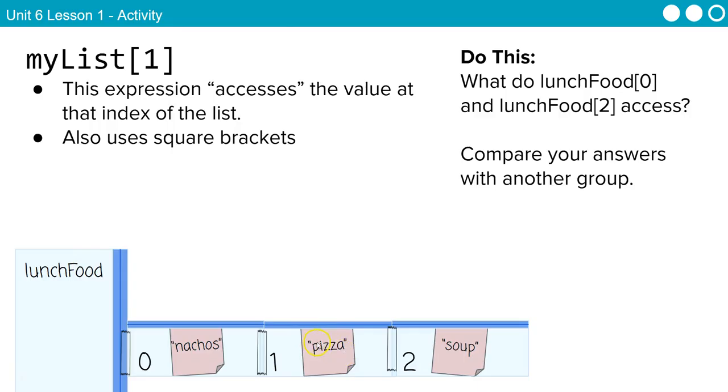When this code runs, it will go to this variable and find index 1 and then return that value to you. If I said lunch food 0, it's going to go to this variable lunch food and find index 0, so it would return nachos. If I said lunch food 2, it's going to go to this variable lunch food and find the value at index 2, which is soup.